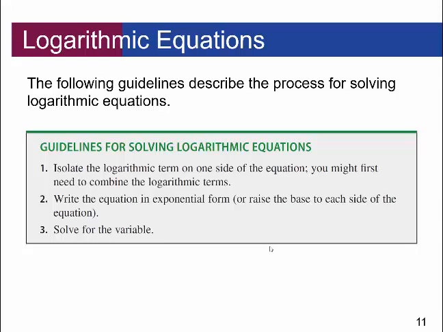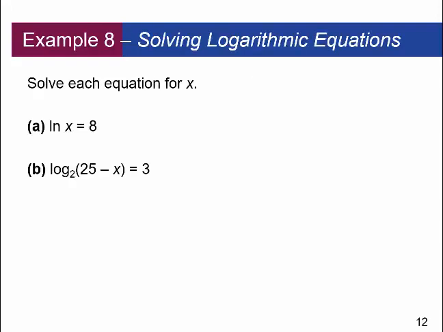So the first thing you're going to do is isolate the logarithmic term on one side of the equation. To do this, you might need to combine logs using our rules of logs. Then you're going to write the equation in exponential form. You're going to raise the base to each side of the equation. I'll do an example of that. And then you're going to solve for the variable. All right, so let's solve these.